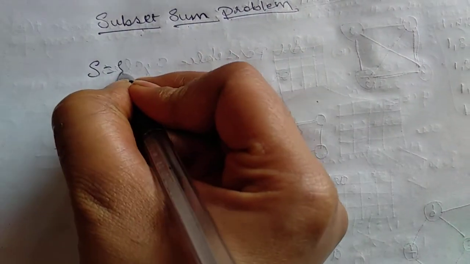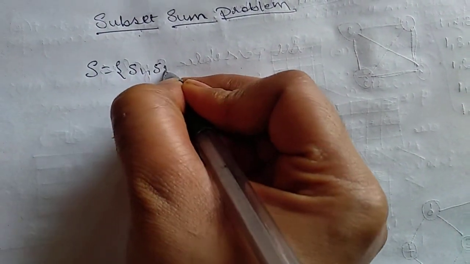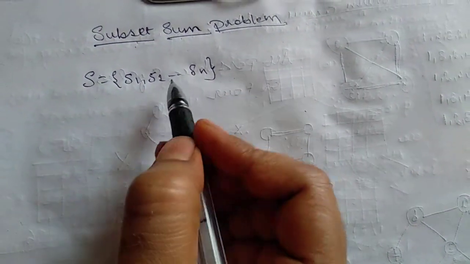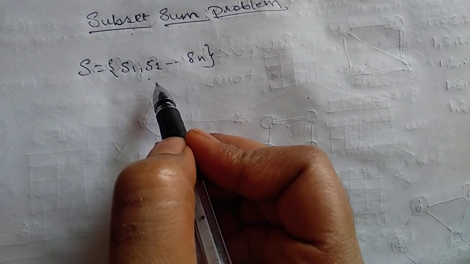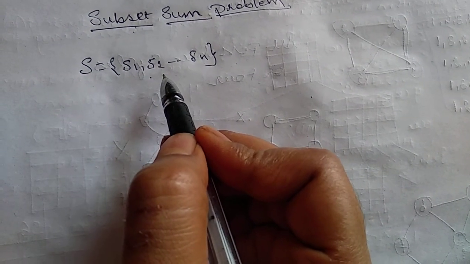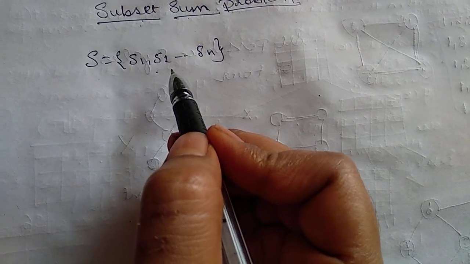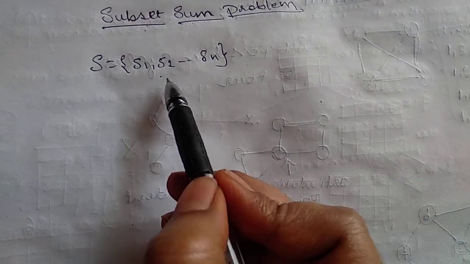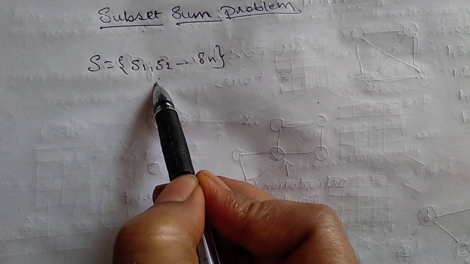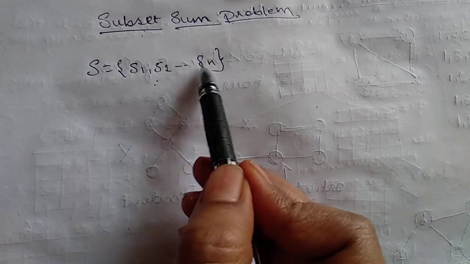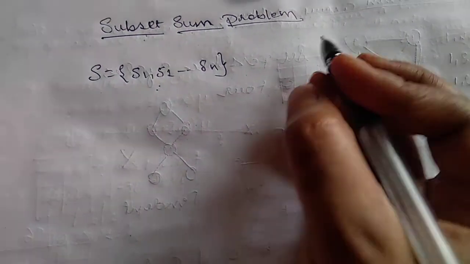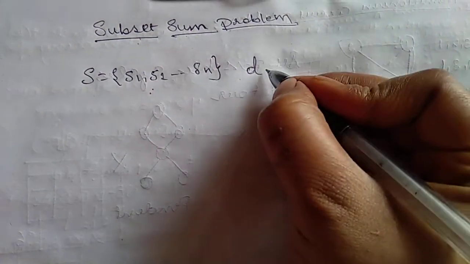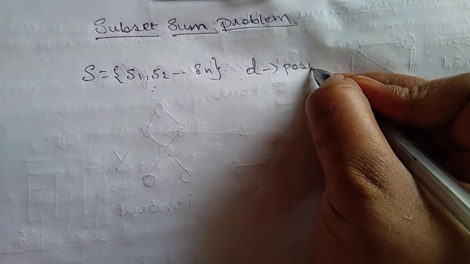For example, if I have a set S1, S2 till Sn, first you need to find the subset of n positive integers, and then you have to find the sum which is equal to a given positive integer d. Okay, I'll just repeat. In the subset sum problem we need to find a subset of a given set S of n positive integers, whose sum is equal to a given positive integer d. D is called the positive integer.